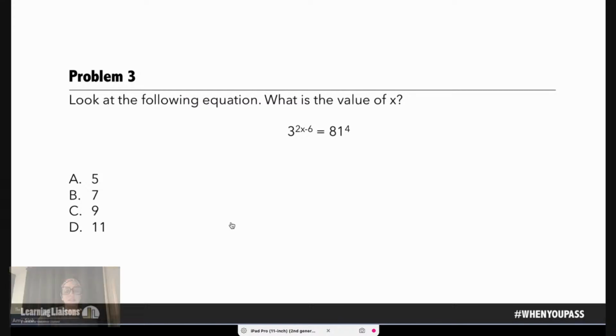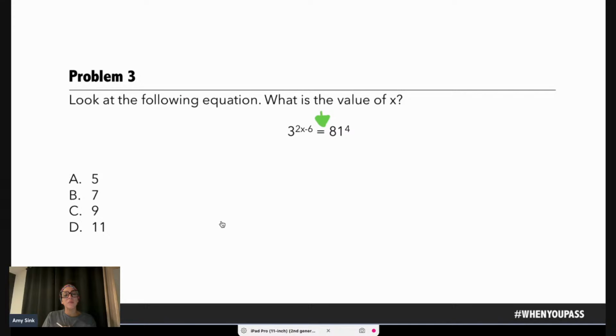All right, so this one is interesting because we've got this equal sign and we need to be able to solve for an x value. So in order to do that, I really need to get that x out of my exponent. Now, I could log both sides, but that's going to get really messy really fast.